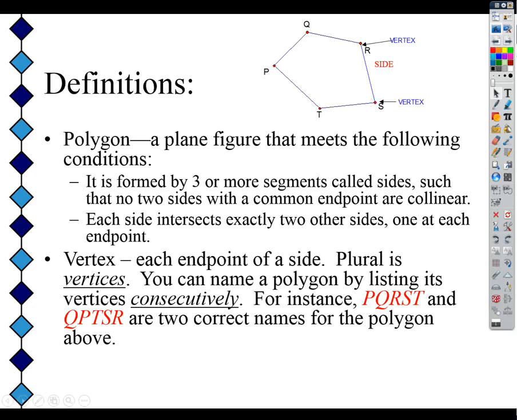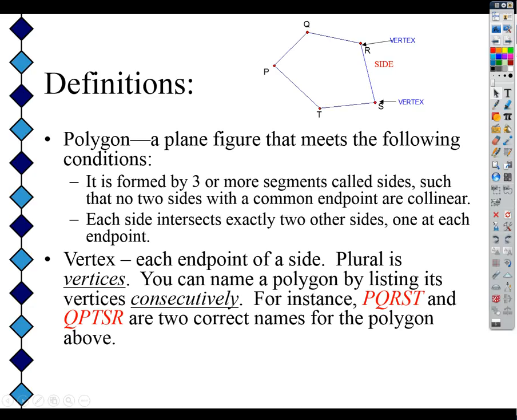So what are the definitions? A polygon is just a shape, but a specific kind of shape. We're talking about two-dimensional shapes that we can draw on a flat surface. We will look later on in the year at some three-dimensional shapes, but this is still two-dimensional stuff. It's formed by three or more segments. They all have to be straight. They're line segments, so you can't have any curvature to any of them.